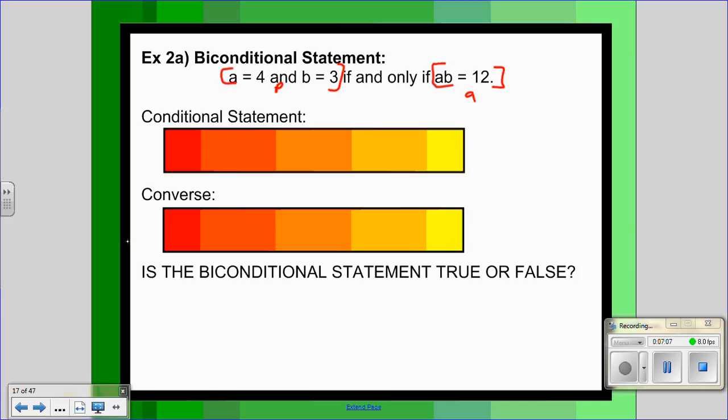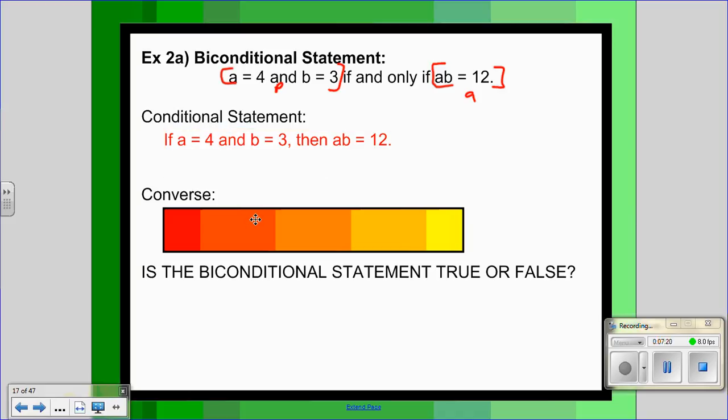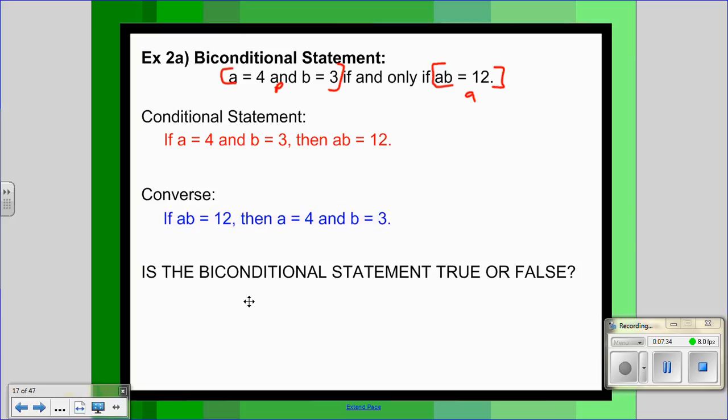So let's read the biconditional. A equals 4 and B equals 3 if and only if AB equals 12. Read the conditional. If A equals 4 and B equals 3, then AB equals 12. And then the converse, simply switch your P and your Q. If AB equals 12, then A is 4 and B is 3. Now the question below asks, is this a true biconditional statement?